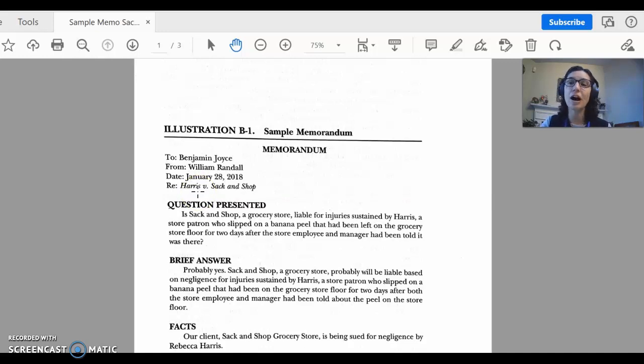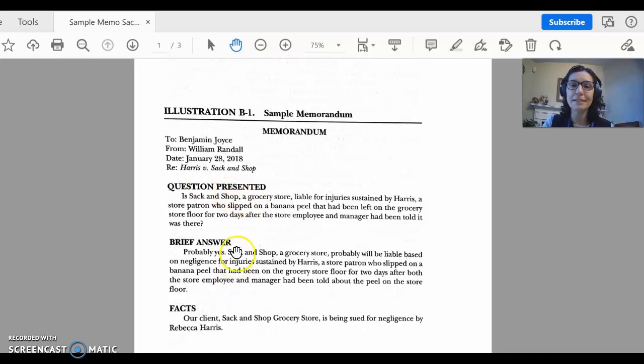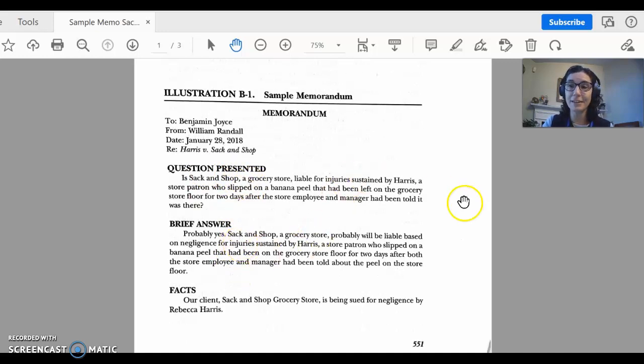Every single inter-office memo contains sections. Some of them are in slightly different order. I will say sometimes the facts section is first, but the sections are pretty much the same. There's a section called Question Presented and a section called Brief Answer. These are very fancy ways of saying the question presented is really what is our legal issue here? What are we being asked to research? That's the question presented. And the brief answer is what do we think the outcome is?